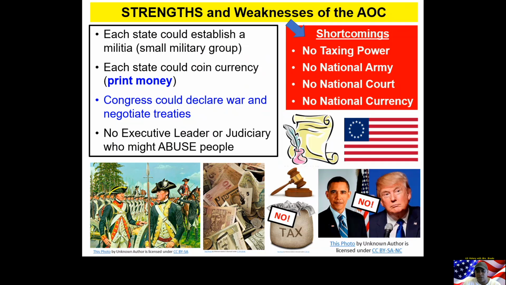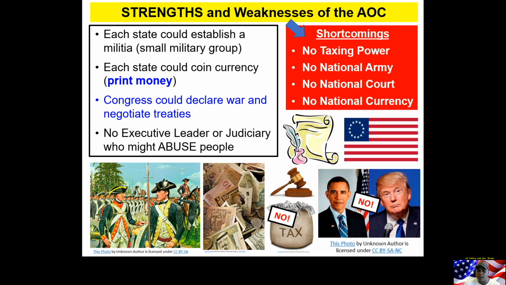Another shortcoming, and later on these will become serious problems that have to be fixed, is that there's no national army. There is not just one army for the whole Union of States. Every single state had their own little small militia group. Okay, so no national court. There is no court like a U.S. Supreme Court. That will come later. And there's no national currency. There's not one type of money for everybody in the country. So everything that is a shortcoming is going to have to be fixed later on.